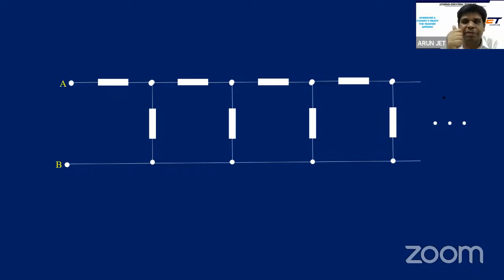So we need to frame an equation. We get a quadratic equation. We'll have two solutions for that. One is negative, one is positive. We'll pick the positive because negative resistance doesn't make sense in this case.